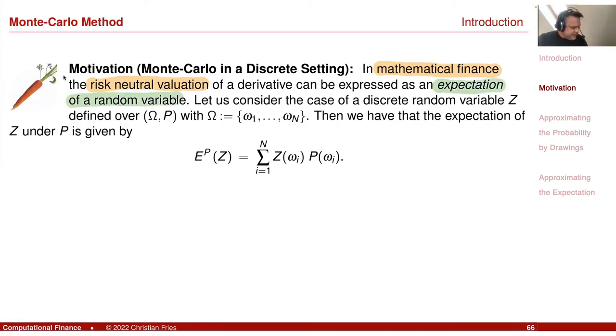So here I consider the case of a discrete, so maybe a trivial case, discrete random variable Z defined over a finite dimensional space, omega 1 to omega n. So my omegas have certain probabilities. So these here are the probabilities. And then my random variable has certain values for these omegas. And then my expectation is just the sum of the value multiplied with the probabilities over all those elementary events. So I can calculate here this expectation, just summing up Z of omega i times P of omega i.